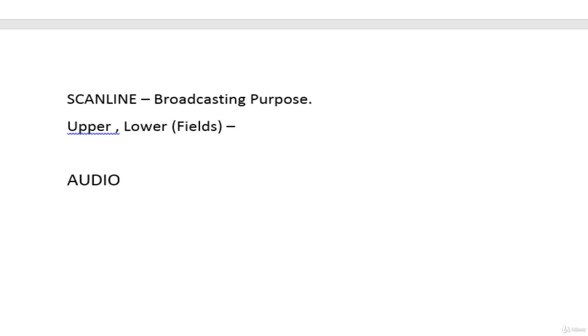Audio is very important and it plays a major role in a video. Audio can be of different bit rates, for example, an audio can be 48 kilohertz, and it can be of various channel types. It can be a stereo, which would have two channels.